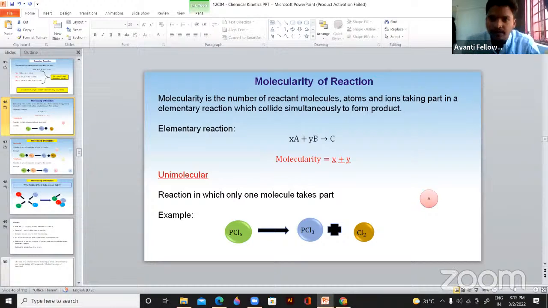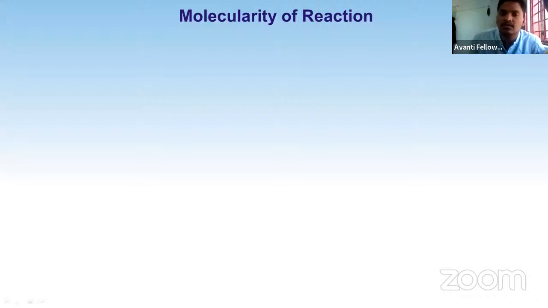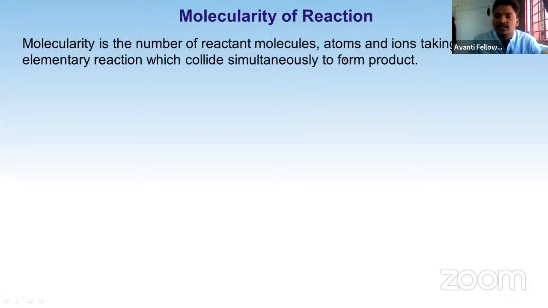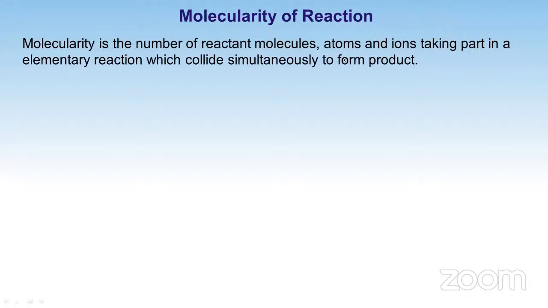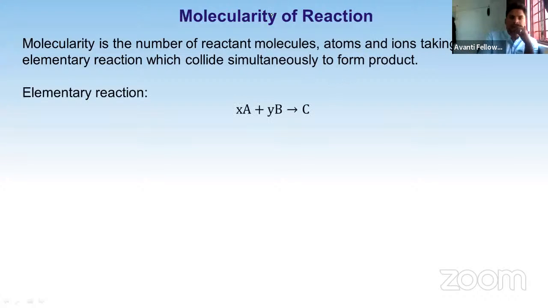So molecularity of a reaction. Molecularity of the reaction can be easily found: it is the number of reactants which are going to collide with each other. Suppose two molecules are colliding, then the molecularity will be 2. If 3 molecules are colliding, molecularity will be 3.